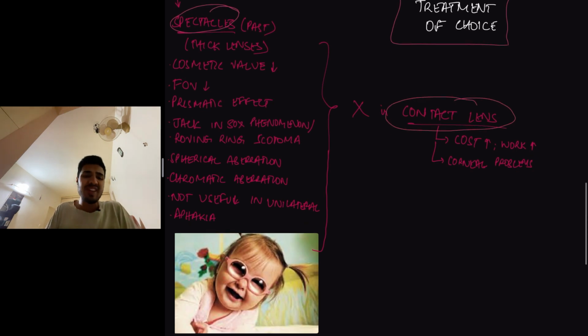Now, as I told, 10 to 14 diopters, very high power. So, if you're using spectacles, the lenses are very thick. So, look at this diagram. You can see that the lenses are so thick, the cosmetic value reduces, the field of vision reduces. There is something known as prismatic effect.